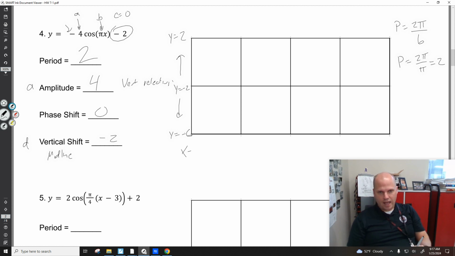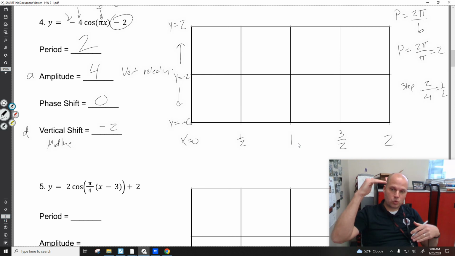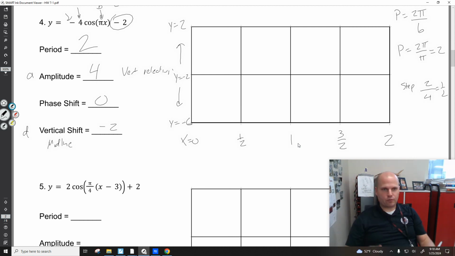So I'm going to start at x equals 0. This is all my phase shift. I will go to a period of 2. My steps that I'm going to take is this 2 divided into 4 pieces, which means I have a step of a half. So I have 0, a half, 1, 1.5 as my x values. It's cosine. Cosine of 0 is 1, but I'm vertically reflecting it, so that 1 becomes a -1.